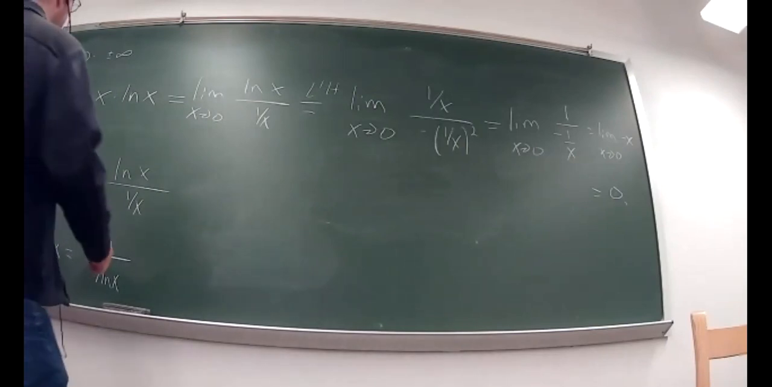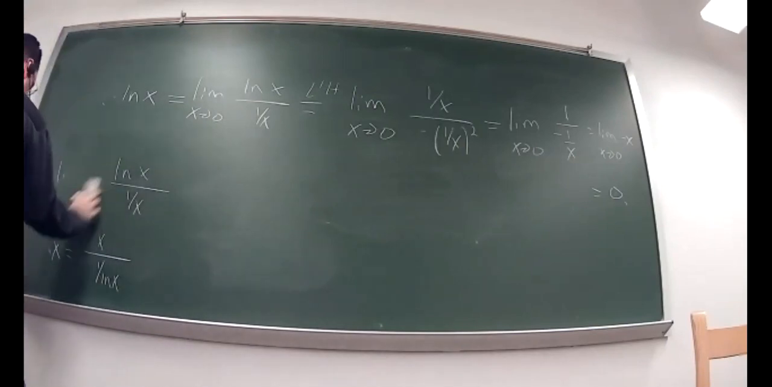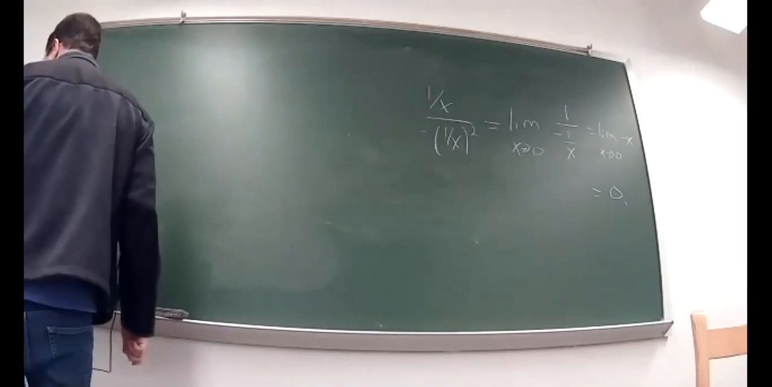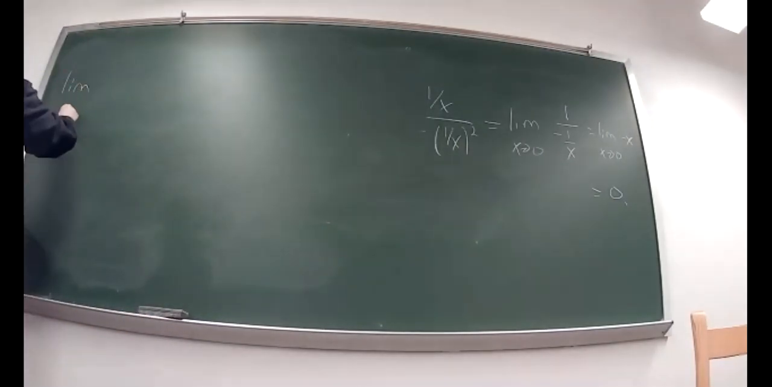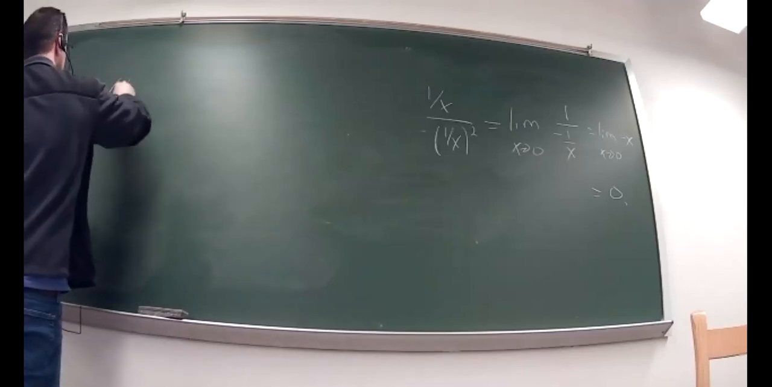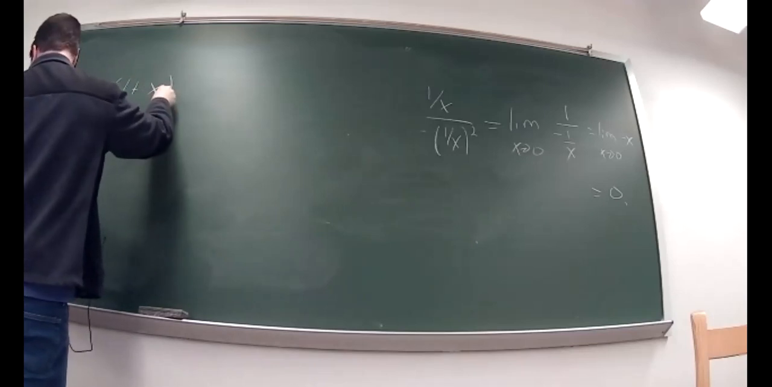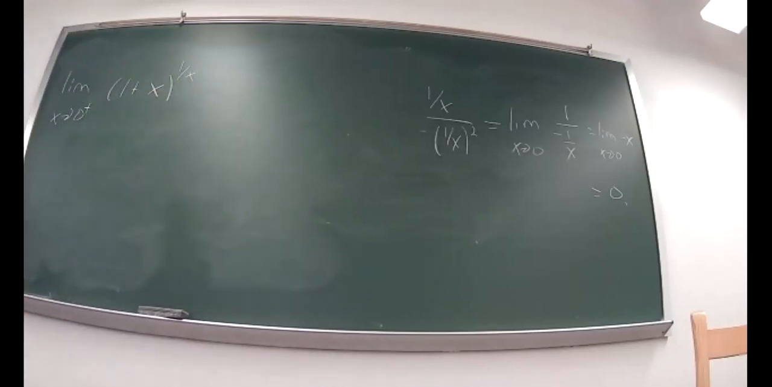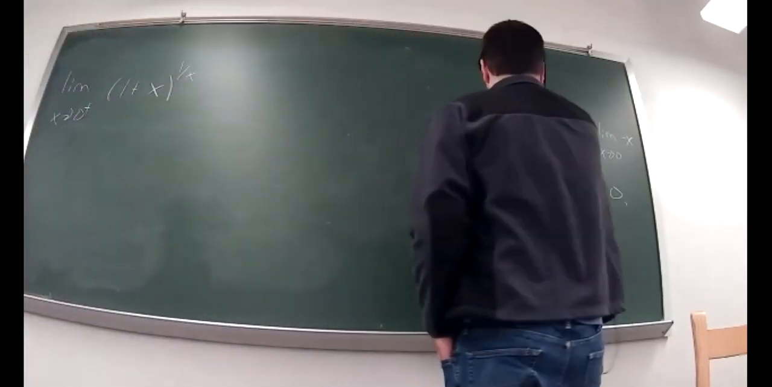I want to introduce you to the grab bag of tricks that you'll see. Here's another example. Let's take the limit as x goes to 0 from the right of 1 plus x to the 1 over x. You actually can use L'Hopital's rule to try and do this. There are different ways to approach it.